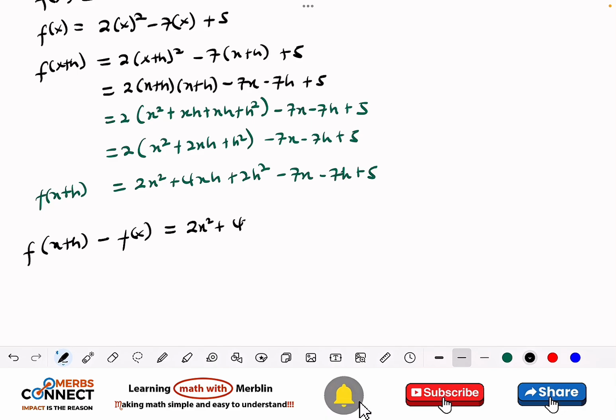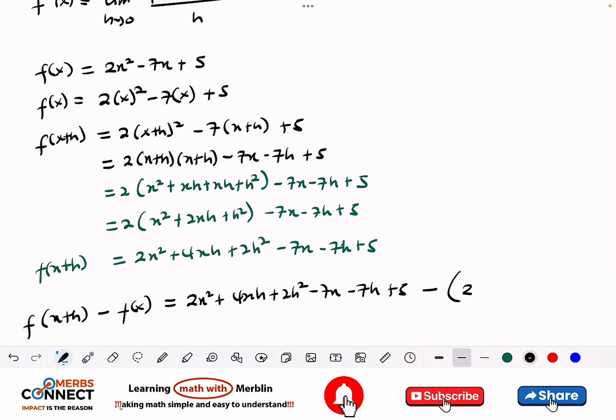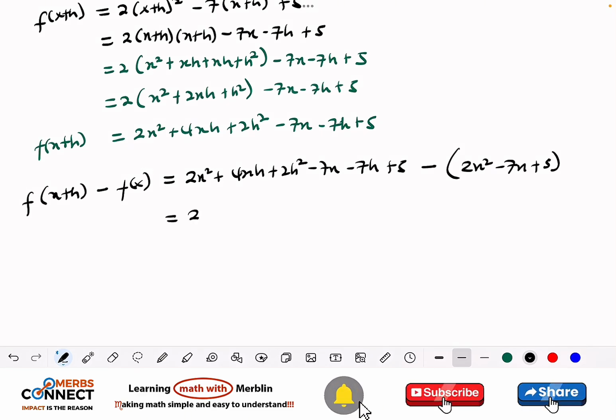2x squared plus 4xh plus 2h squared minus 7x minus 7h plus 5 minus f of x. What is f of x? f of x is here. So minus 2x squared minus 7x plus 5. So now let's try and simplify, and then we move the results in there. So you see that the magic will happen.